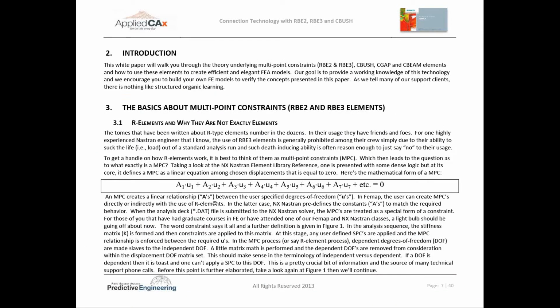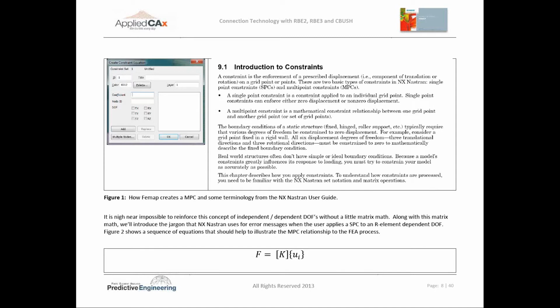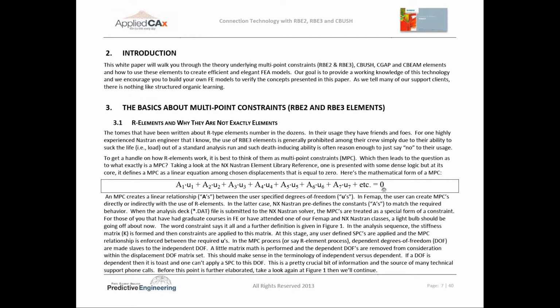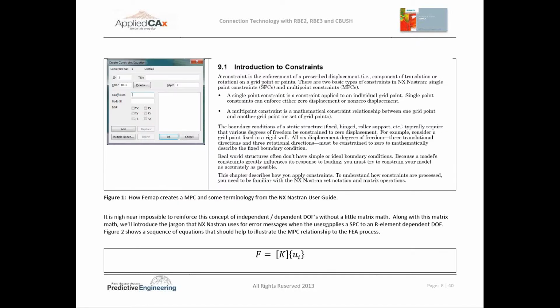Okay, back to here. Introduction to constraints, NX Nastran user guide. So let's get to the real core nugget of this discussion. Multi-point constraints are elements that, the way they're defined and the way they work, are in groupings of independent and dependent degrees of freedom. That's the whole gist. Independent, dependent. Because you start out with this equation, sum to 0, then you divvy them up into independent and dependent DOFs.